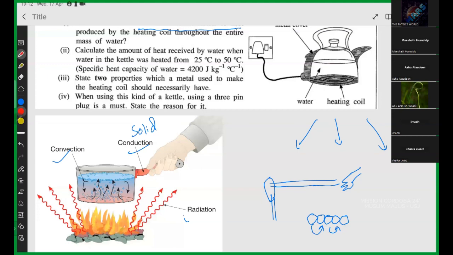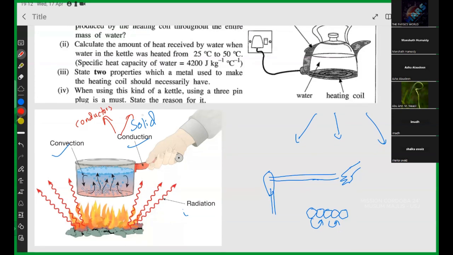And we know that based on the ability to conduct, you can divide matter into 2 as conductors and insulators. If they can conduct heat well, you call them conductors. And if they don't have the ability to conduct heat, or electricity as well, those are insulators. Clear? So let's focus on the next one, that is convection.